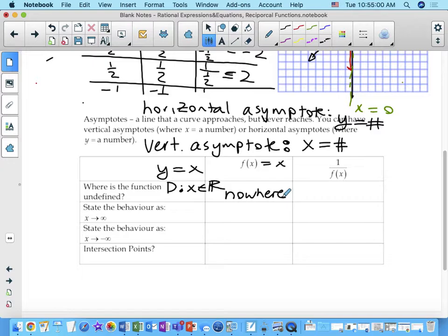Okay, now, what happens as x approaches infinity? What happens to the function? So this function, by the way, looks like this. So as x is approaching infinity, what's happening to the y values? They are getting larger and larger and larger. So they are also approaching infinity. Okay, so as x gets bigger and bigger, so does y. So as x approaches infinity, y also approaches infinity.